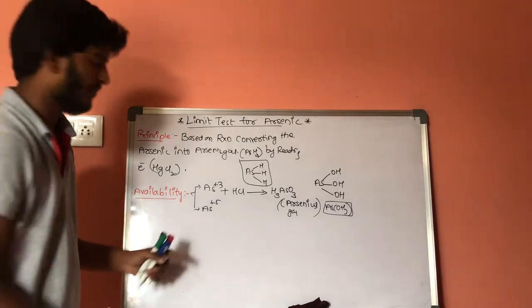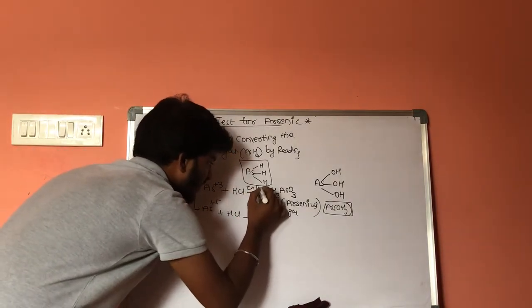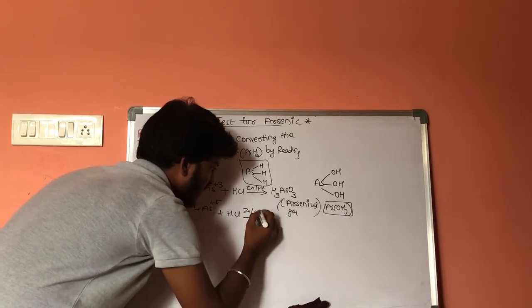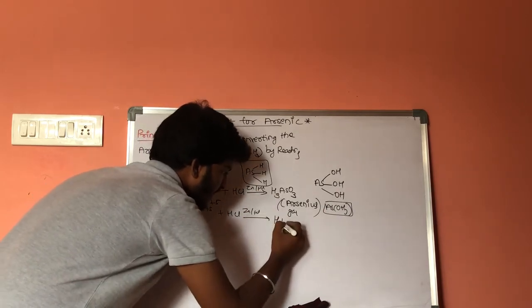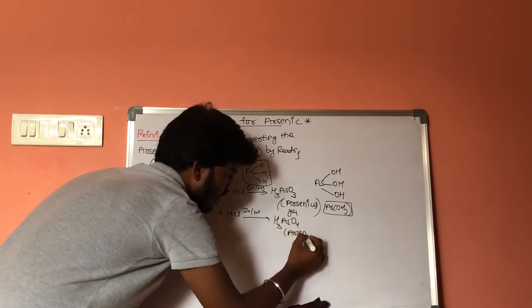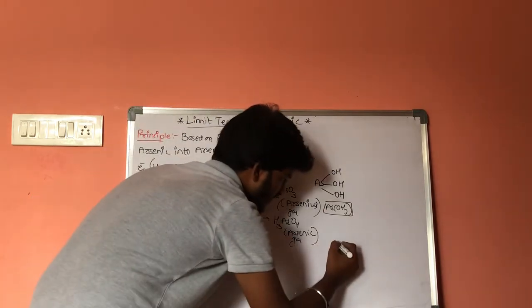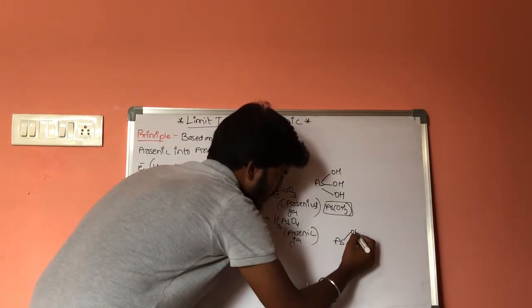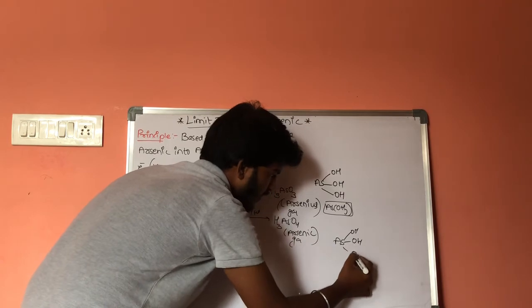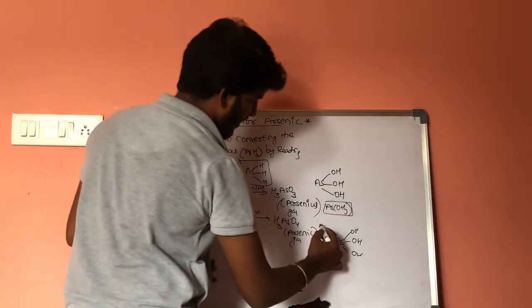this pentavalent form will also react with HCl in the presence of zinc and HCl. It will form H3AsO4, that is arsenic acid. And the structure of this is As with OH, OH, OH and one double bond. This is the structure of arsenic acid.